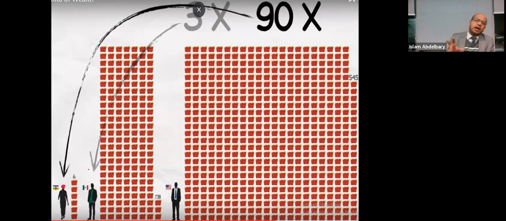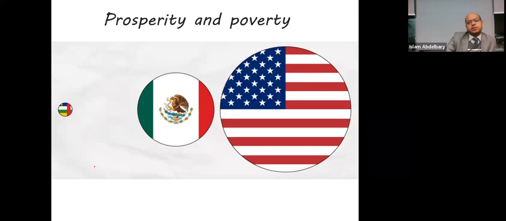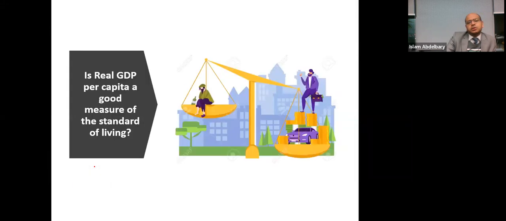So is it clear now how we can use GDP per capita to compare standard of living in the same country, like the example of the US, and across countries, like the example here between the US, Mexico and Central Africa? It's a very important index. But some of you will maybe ask me, is real GDP per capita a good measure of a standard of living? I will say yes.